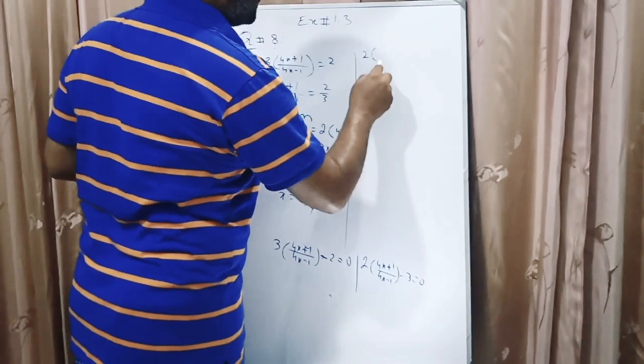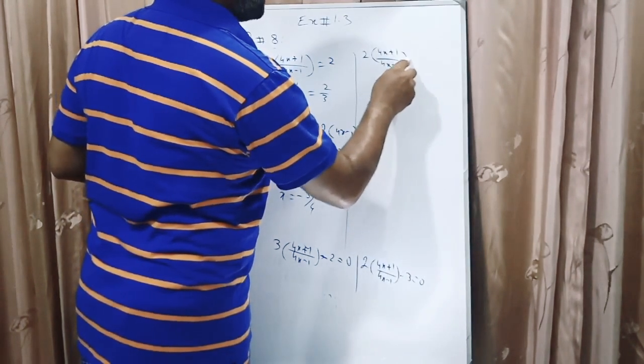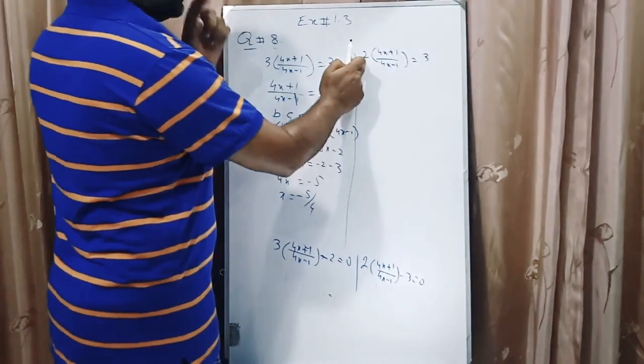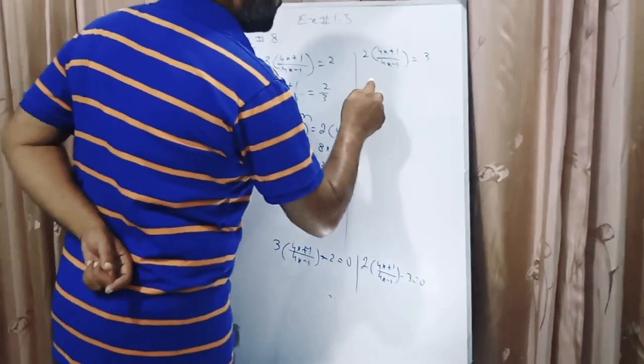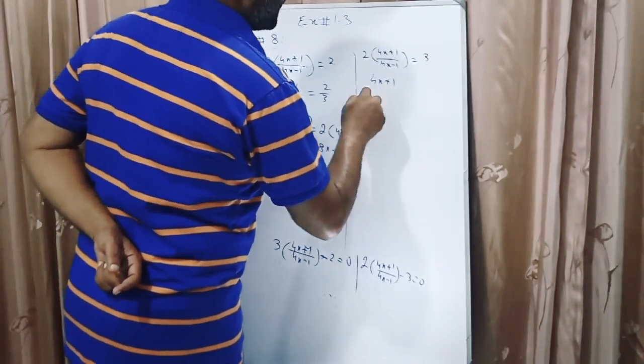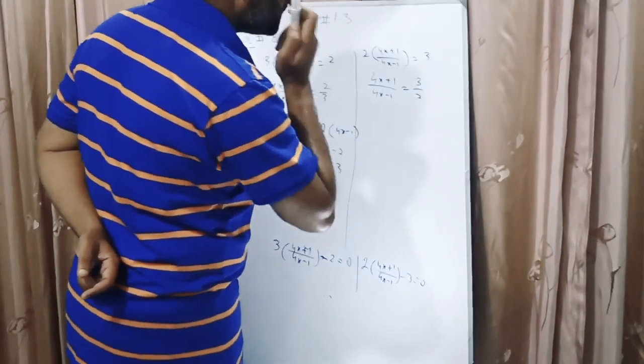And the second part: transfer this minus 3 to the other side and it will become plus, and we will get 2 into 4x plus 1 over 4x minus 1 is equal to 3. And this 2 is multiplying, when we transfer it to the other side it will divide, and we will get 4x plus 1 over 4x minus 1 is equal to 3 over 2.